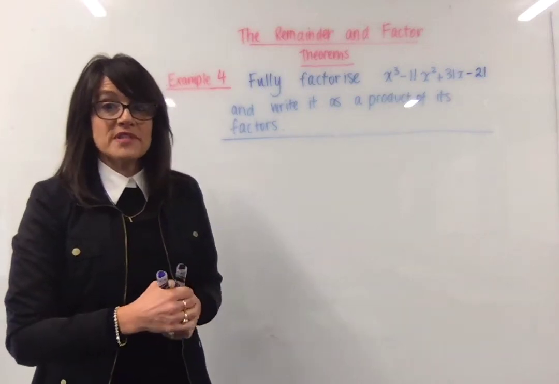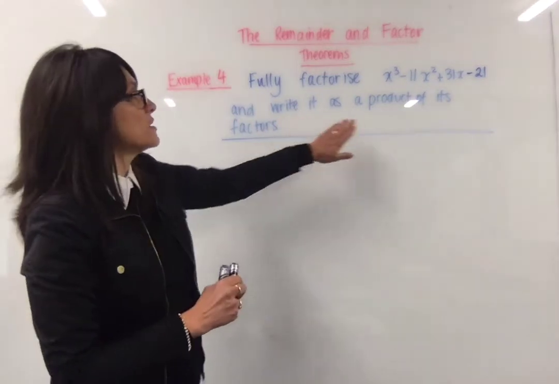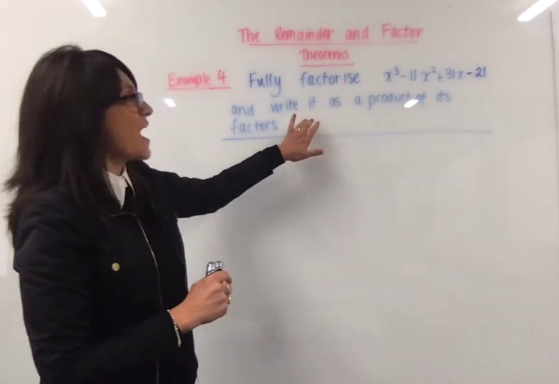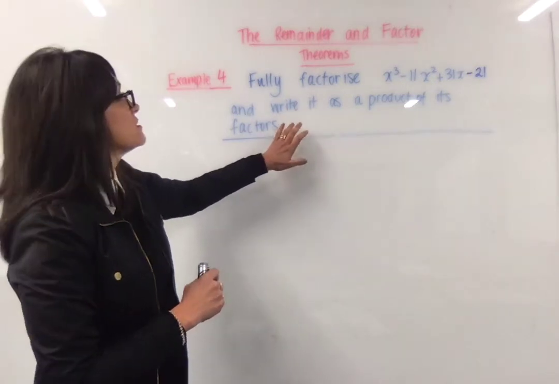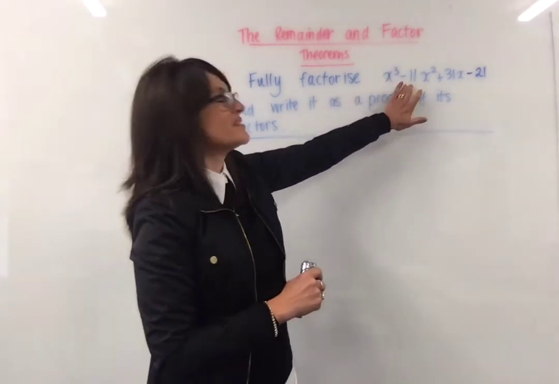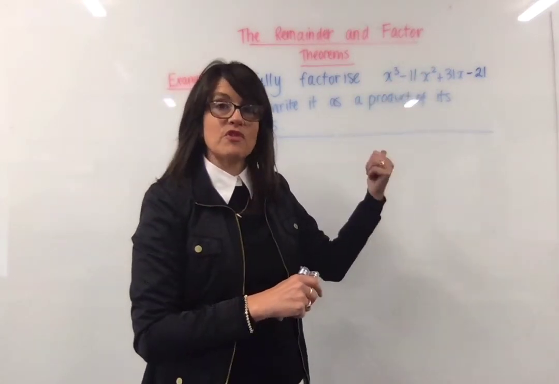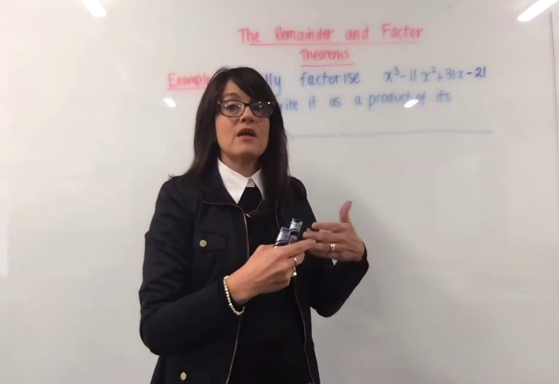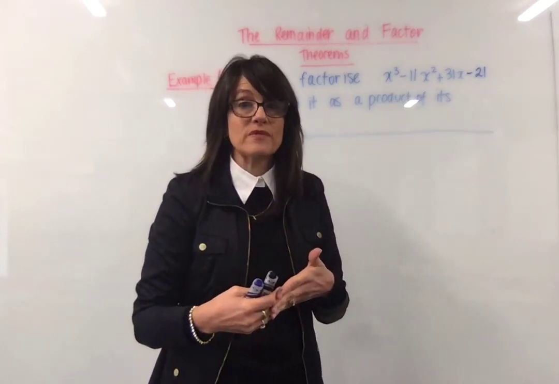Okay, now we're going to use our knowledge of the factor theorem and the remainder theorem to fully factorise a polynomial and express a polynomial as a product of its factors. So how we start with this process is we ultimately want to find a factor of the polynomial that when we apply the remainder theorem, we end up with a remainder of 0.